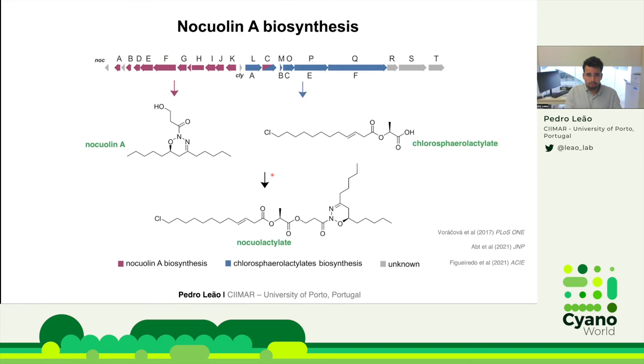We looked into inoculin A biosynthesis. At the time, Pavel and his group reported this molecule. They also used a comparative genomics analysis to implicate this locus here in the biosynthesis of inoculin A. Later, our colleagues here at CIIMAR found this molecule called porous ferrolactylates. And we found that this blue portion of the biosynthetic gene cluster that was proposed to be involved in inoculin biosynthesis was actually being used to synthesize these porous ferrolactylates.